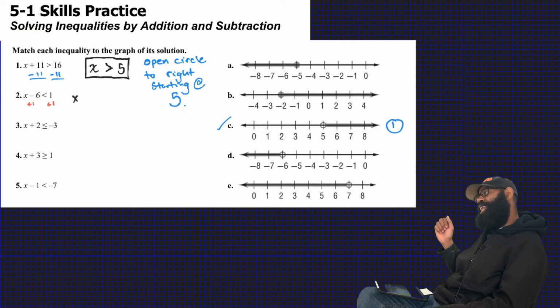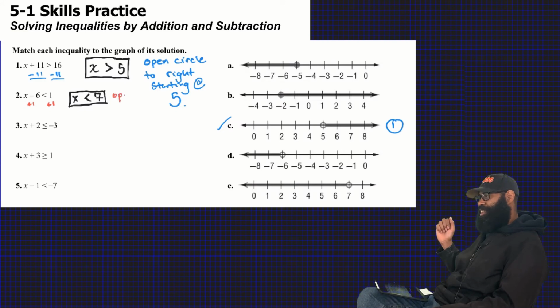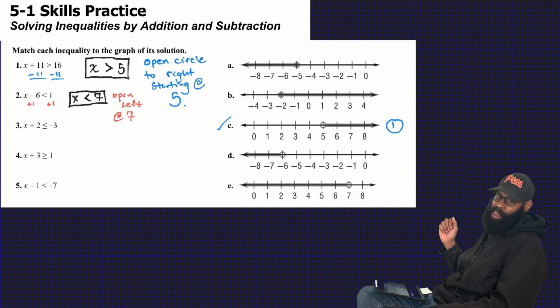But what is the value of x in this inequality? 7, because we added 6 to both sides and got 7. Looks like I said plus 1, but you guys know sometimes my penmanship isn't the best.